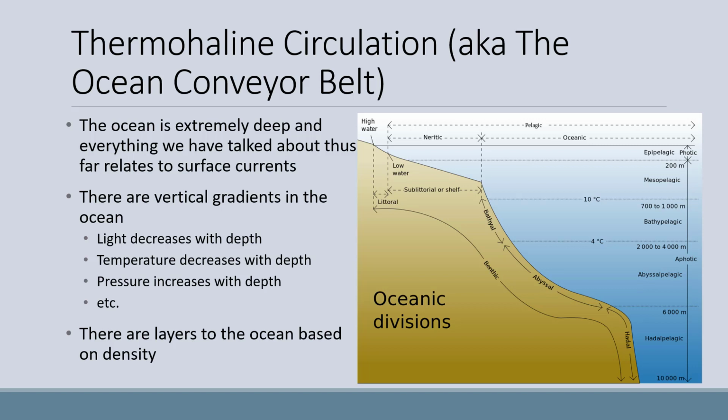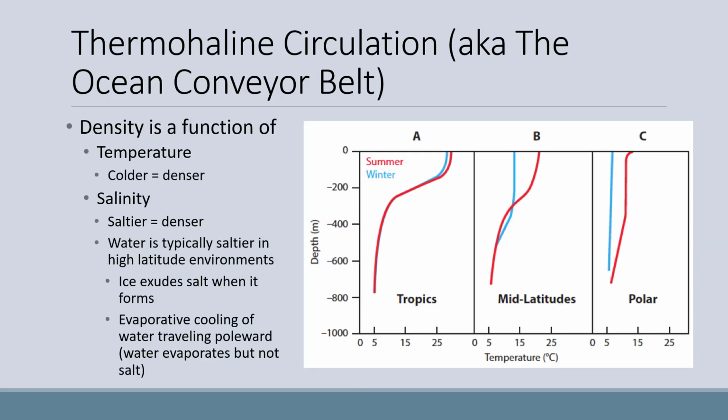There are layers to the ocean based on density. Density is the amount of mass a material contains given a volume of space. Denser layers sink, and different water masses of different densities don't like to mix. Water density is a function of two main things, temperature and salinity. With temperature, the colder the water, the denser the water.